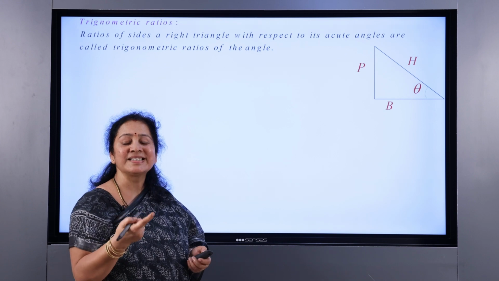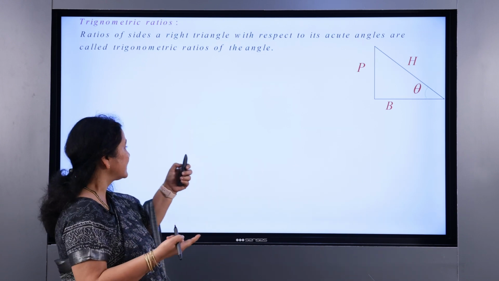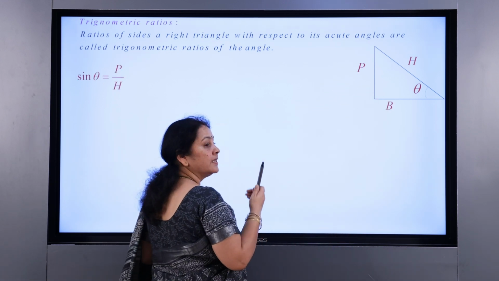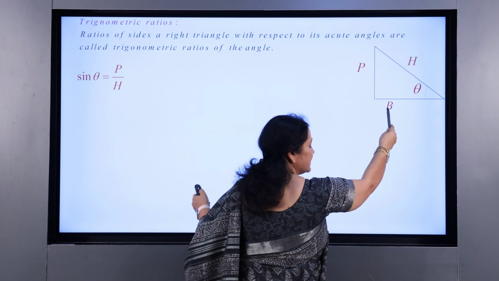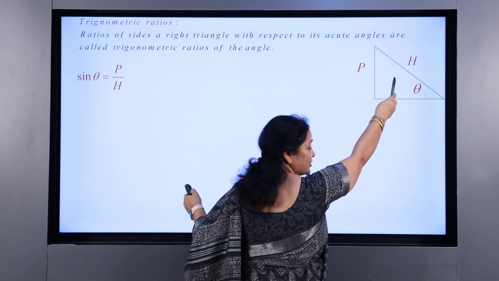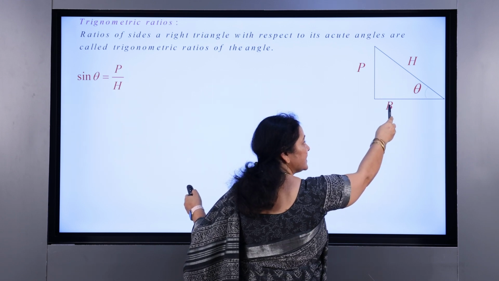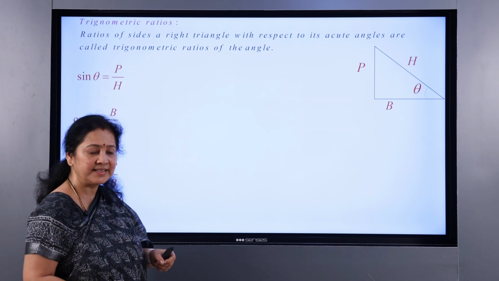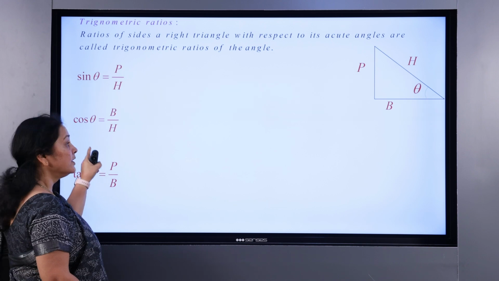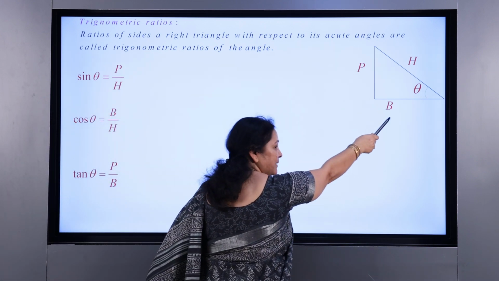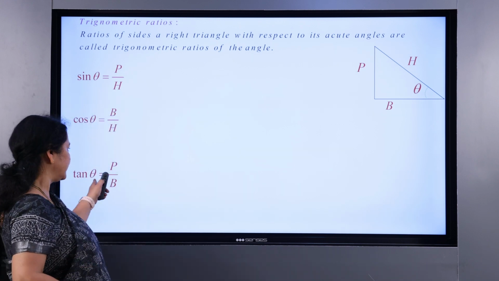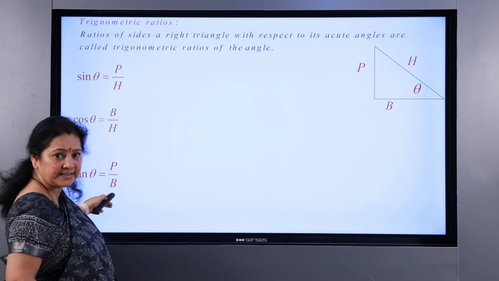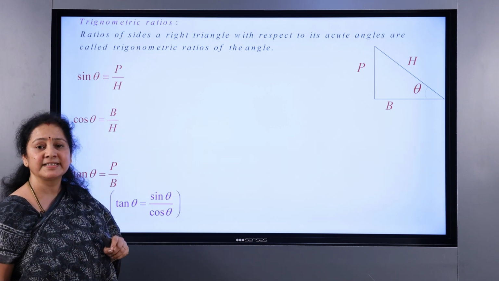The first one is sine of the given angle theta, written as sine theta, which is nothing but the perpendicular by the hypotenuse. And the cosine of the given angle theta is the side adjacent to the given angle by the hypotenuse, or we can say base by hypotenuse. Next, tan theta or tangent of the given angle theta equals the perpendicular by the base. Another way we can say tan theta is also sine theta by cos theta. So if you know sine and cos, we can find tan theta.